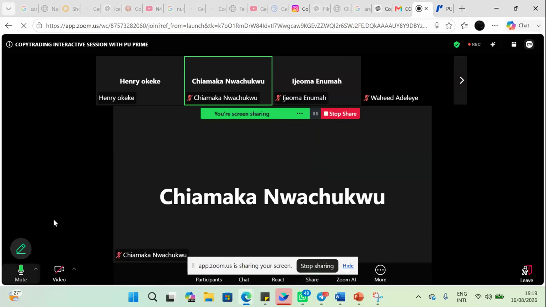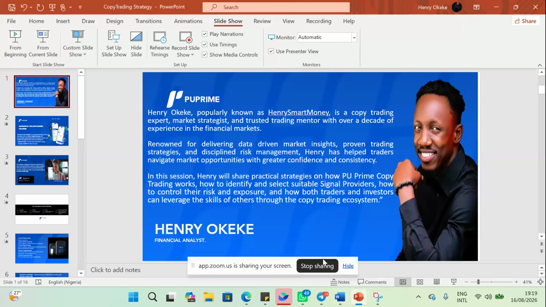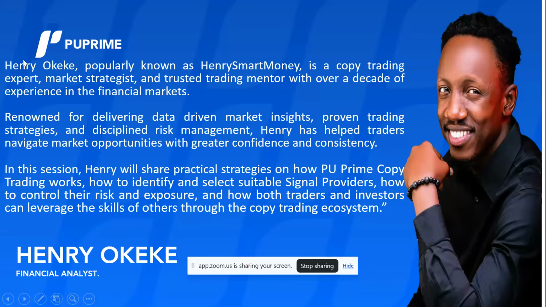All right, confirm if you can see my screen. Can you see my screen? Yes, we can. Yes, I see your screen, sir. Hello? Yes, we can see your screen. We can hear you. We can see your screen. Please go on.